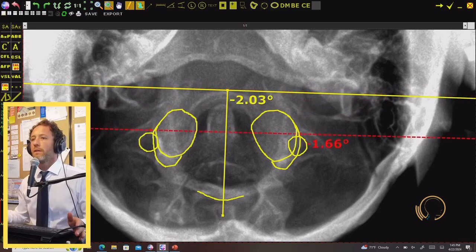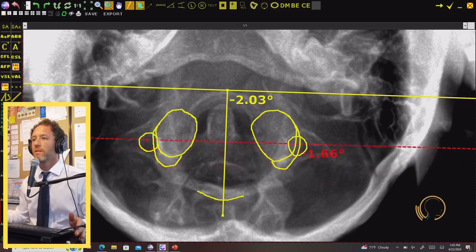So, transverse foramen, north and south. We've got those superior masses. Might be off a little bit on this superior aspect of how I drew that. Just kind of dial it in a little bit.